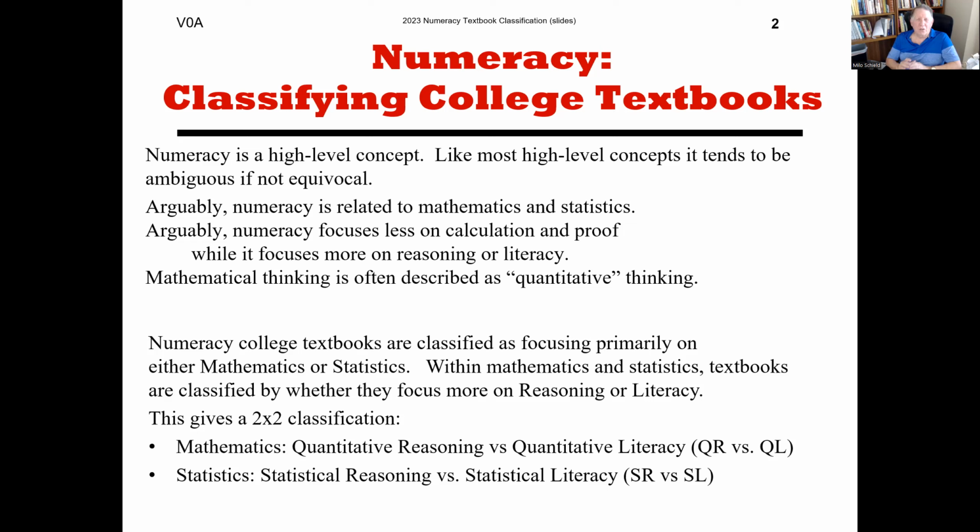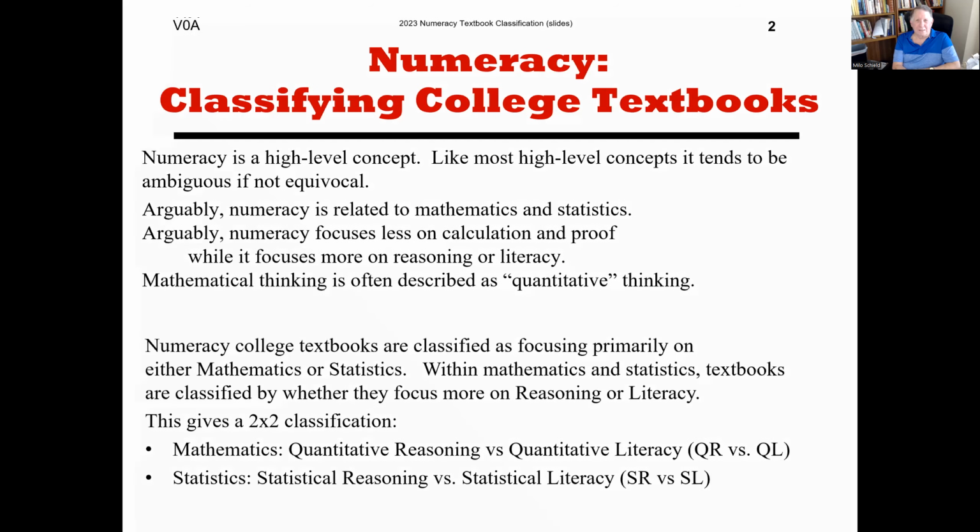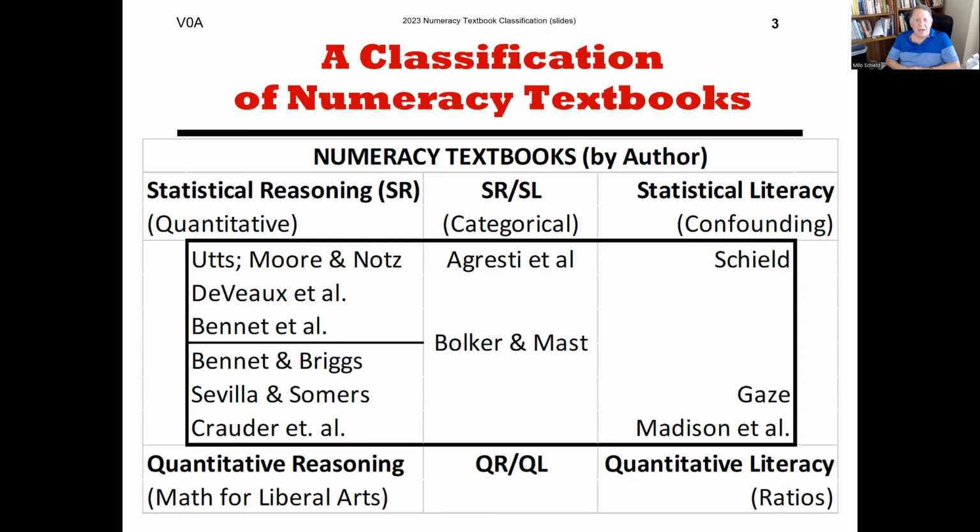Okay. There's a lot of ambiguity running around here, a lot of flexibility. But here is how I see it. On the top, we have the statistical textbooks. On the bottom, what I consider to be the mathematical textbooks. On the left is the reasoning. On the right is the literacy. Let's start from the lower left-hand corner. We're in the mathematics row, the reasoning column, and I feature 3 books there: Crowder, Sibylla and Summers, Bennett and Briggs.